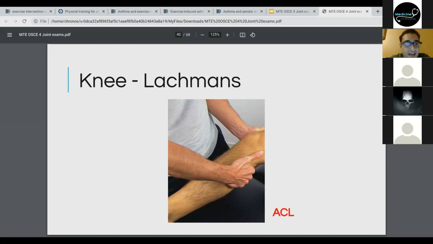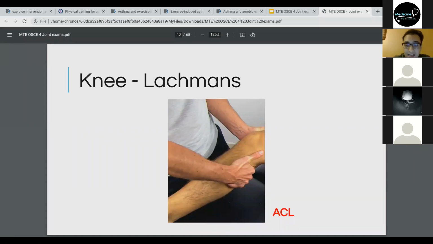The Lachman's test is slightly more specific for an ACL tear. So I'll go through that again. You have your patient's knee bent at about 30 degrees. You then externally rotate the tibia by about 20, 30 degrees as well. You've got one hand under the hamstring, just stabilizing the joint. One hand under the muscle bulk of the calf with your thumb over the tibial tuberosity, and you give it a firm tug.